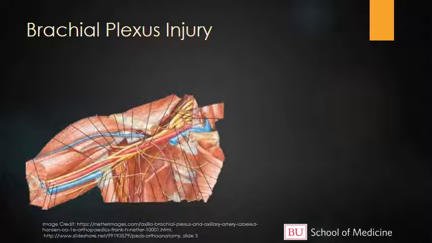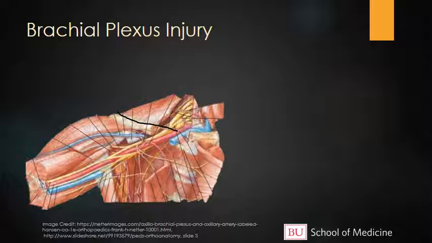Next, we look at brachial plexus injuries. Now, the brachial plexus contains nerves that innervate the upper extremity. It runs from the cervical spine under the clavicle and through the axilla into the upper extremity.